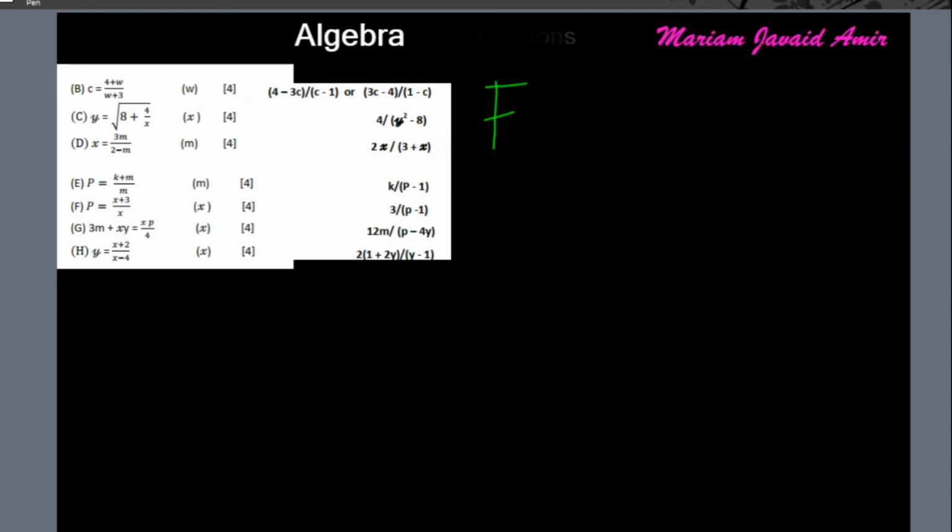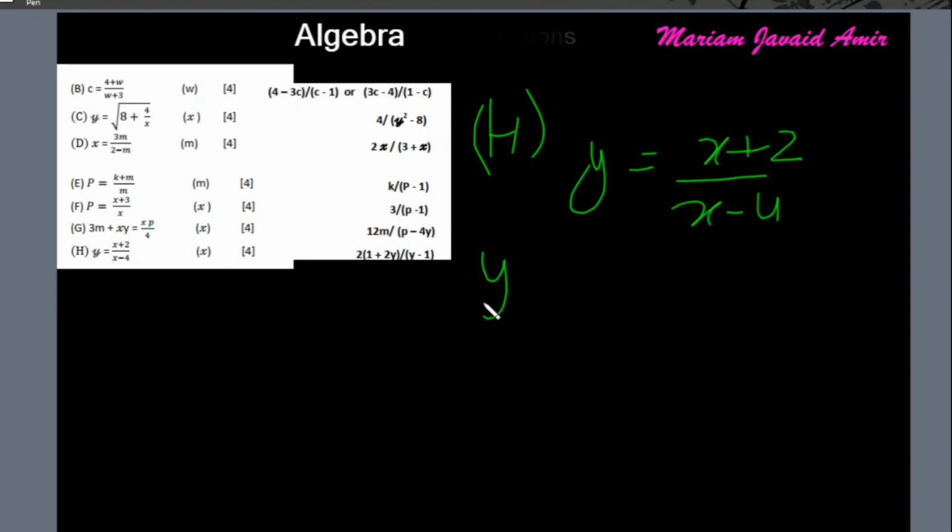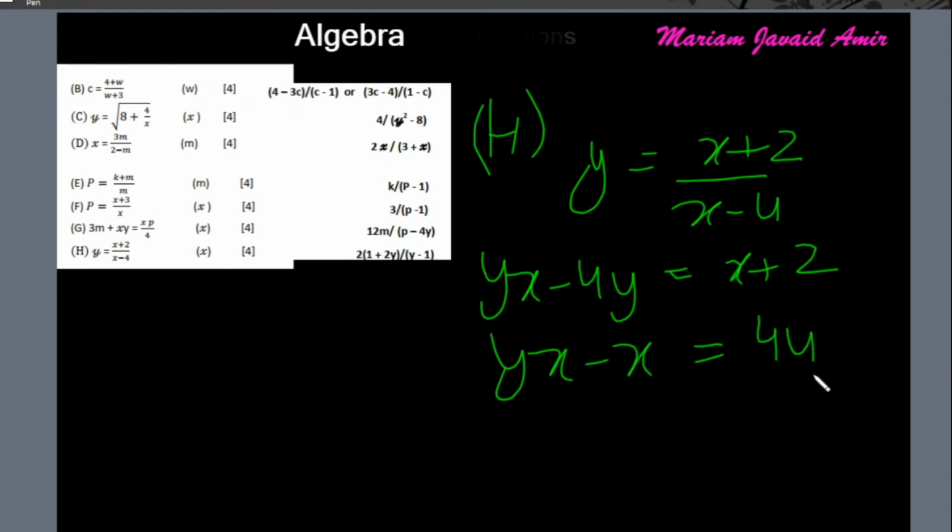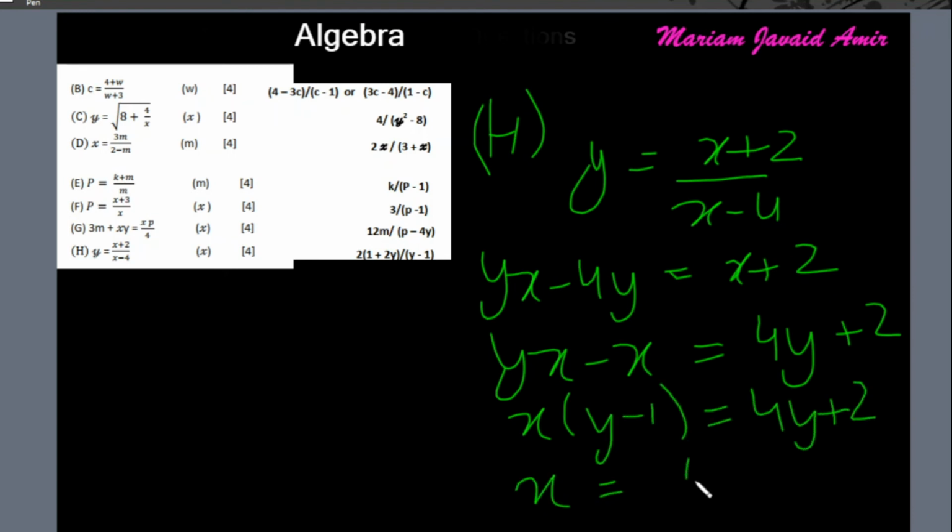I'm going to do part H now, capital H. Y equals x plus 2 over x minus 4. Cross multiply, we get yx minus 4y equals x plus 2. Move both the x's to the same side and we get x(y minus 1) equals 4y plus 2. Take the term in the bracket to the denominator and we get 4y plus 2 over y minus 1, but this is not the answer here.